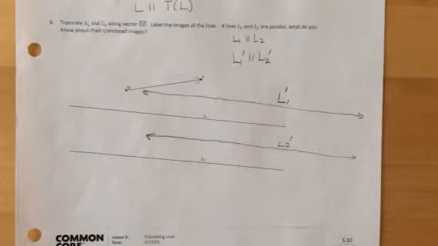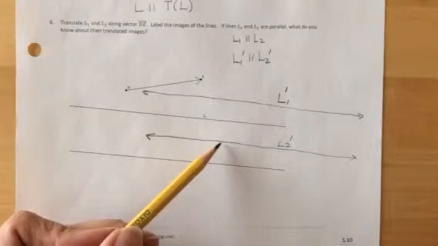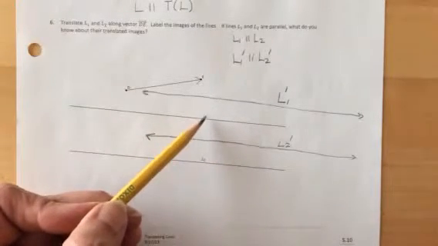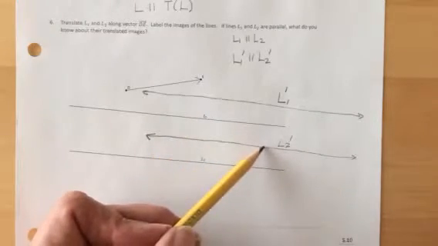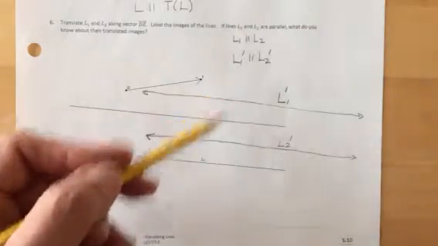And it might be good for you to think about the reason for that. I know that L2 and L2 prime are parallel, but L2 and L1 are parallel, so therefore this L1 has to be parallel to L2, and we could go through the same line of reasoning to realize that all 4 of these lines are parallel to each other. So therefore the images are parallel to one another.